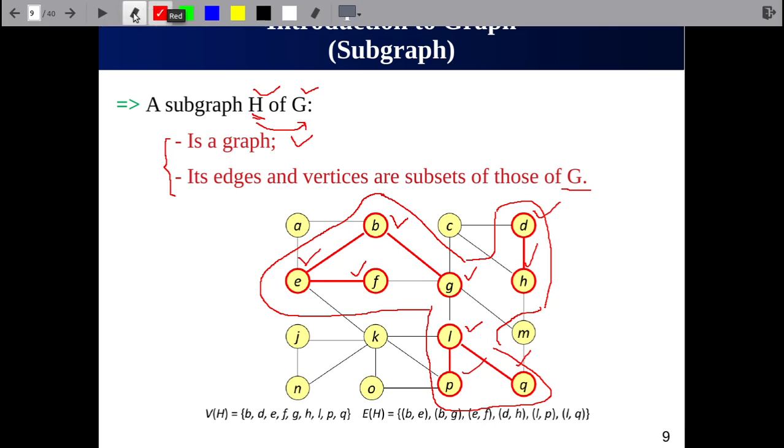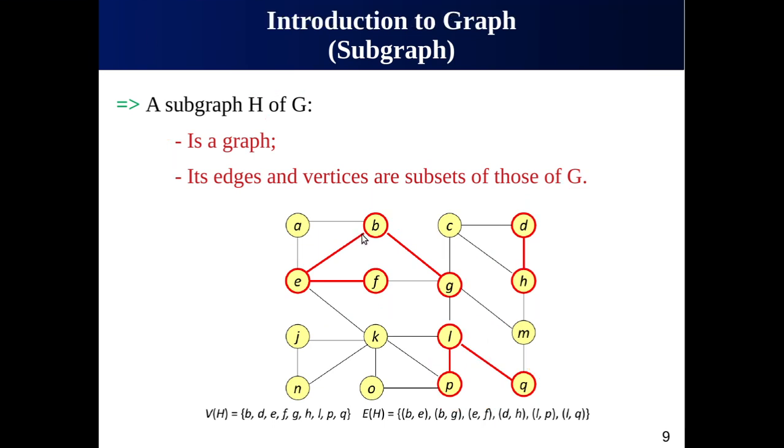And what are the links? So the links are here. We have a link from B to E, the first link. We have a link from B to G. We have a link from E to F. Similarly, we have a link from D to H. We have a link from L to P. And finally, we have a link from L to Q. Now, this is an example of a subgraph because it is a graph itself and all the nodes are actually a subset of the main graph G.